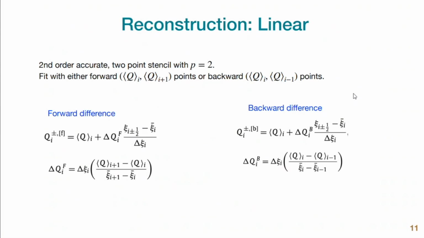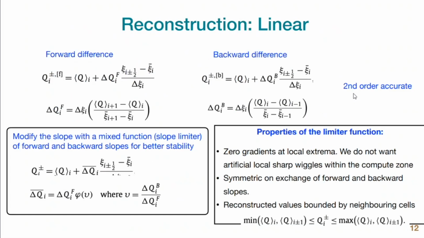Let me just go directly into the mathematical form, but I wanted to share what is being done. So there is a forward construction and a backward construction. In actual practice, we use a mix of both slopes. You can see the forward construction looks like this: q plus minus on the cell edges depends on qi and delta qf, and delta qf is qi plus 1 minus qi. Backward construction is qi plus delta qb, where delta qb is qi minus qi minus 1.